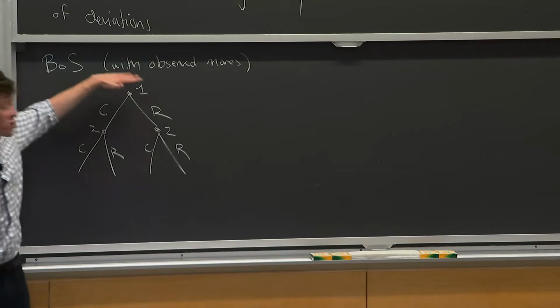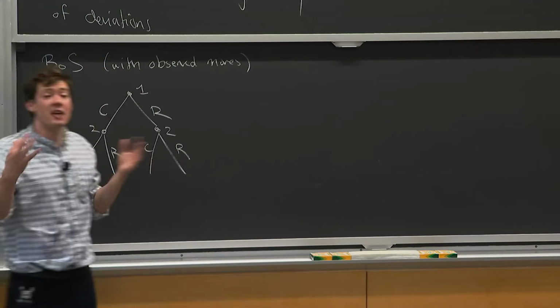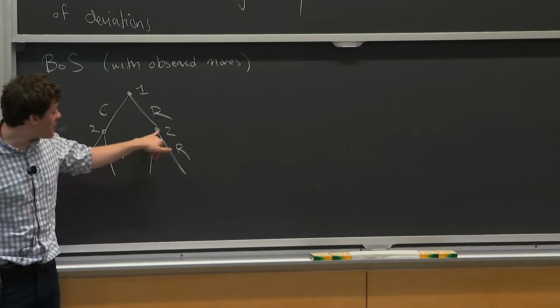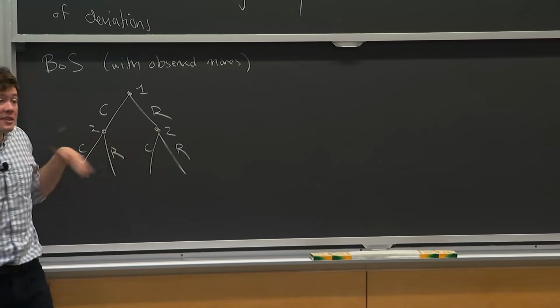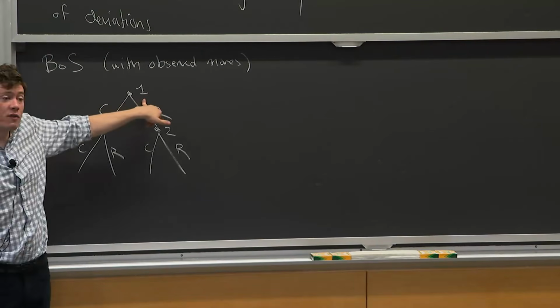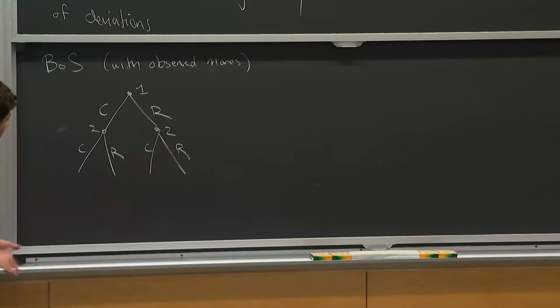So the original version of this game that we studied was a simultaneous move version. In the simultaneous move version, we would represent that by putting these two nodes in the same information set. Now we're studying a different version where player 1's move is observed by player 2. And now let's remember our payoffs.